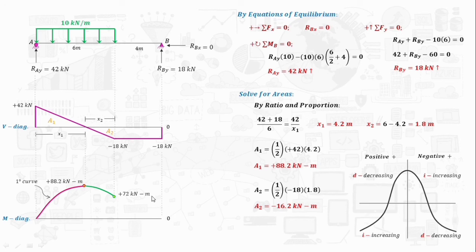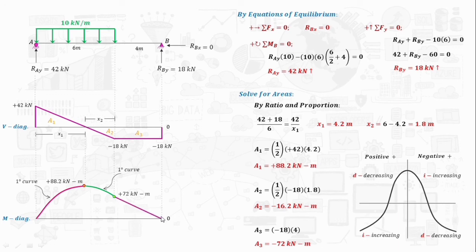Okay? Next, area 3. So, this is also first degree curve. Next is area 3. Ayan. So, since rectangular lang siya, wala tayong problema. However, nasa baba siya ng 0, ibig sabihin negative. So, negative 18 times yung base na 4 equal to negative 72. So, from 72, bababa tayo ngayon ng 72 kilonewton meter. So, since constant lang yung shear natin dyan, ibig sabihin, linear lang yung diagram natin, pababa.